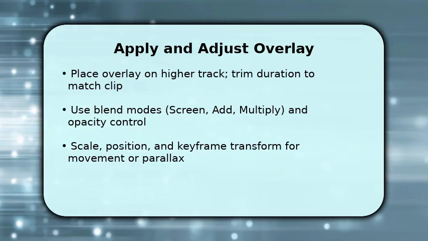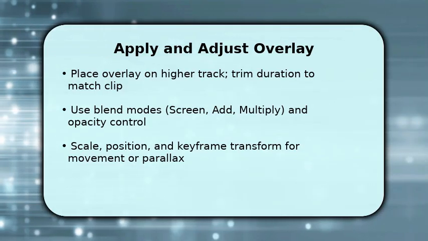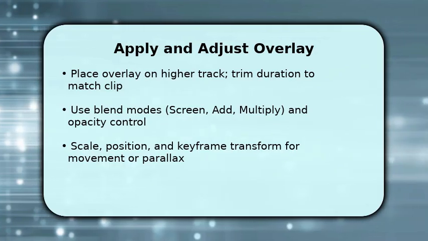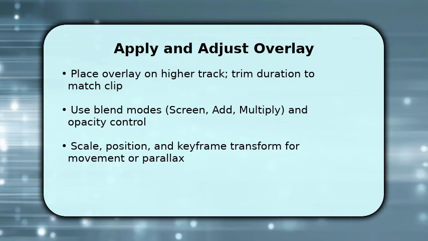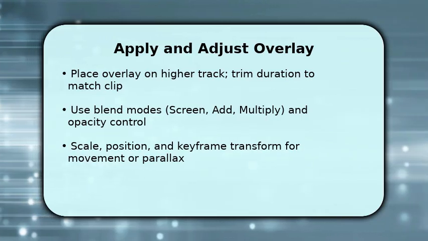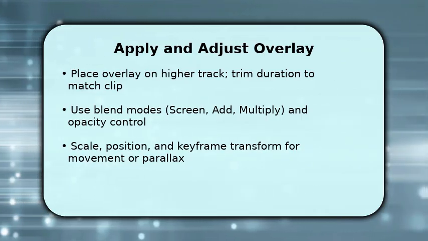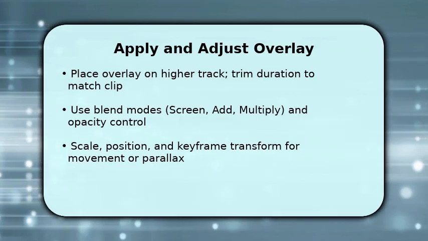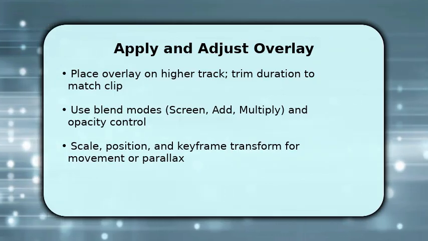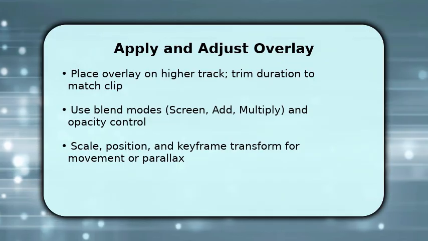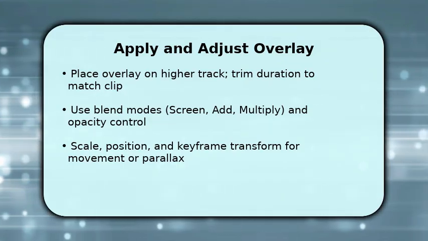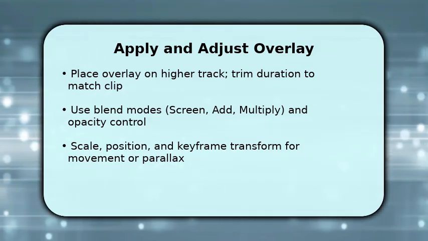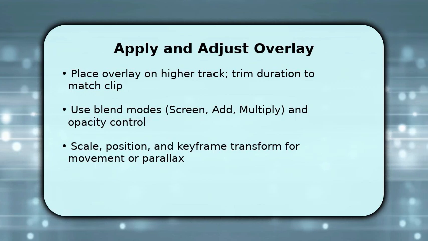Drag the overlay layer above the main clip and trim to the section you want. Use blend modes like screen or add to remove black backgrounds, adjusting opacity for subtlety. Then scale and position the overlay. If the subject moves, add keyframes to transform properties to follow motion. Once adjusted, preview playback at full speed to confirm timing and appearance before moving to color and effects.